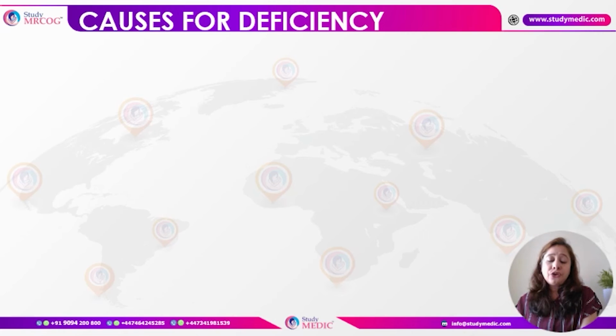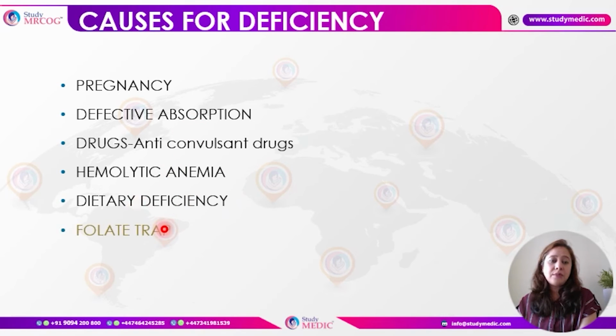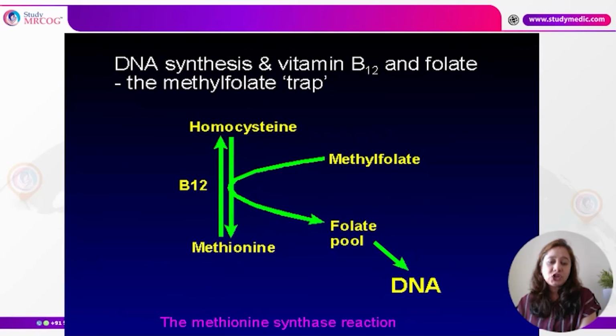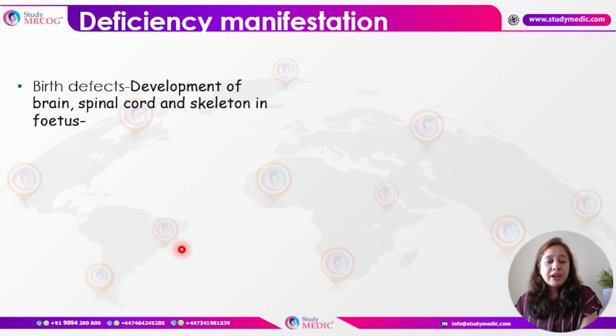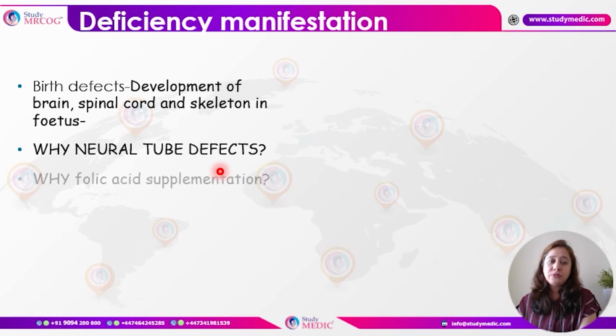What are the causes for deficiency? Pregnancy, defective absorption, any anticonvulsant drugs, hemolytic anemia, dietary deficiency per se, or vitamin B12 deficiency causing functional folic acid deficiency. So how can we see the deficiency manifestations? Most commonly in pregnant ladies, they have a high risk of developing neural tube defects. And why is folic acid supplementation given?